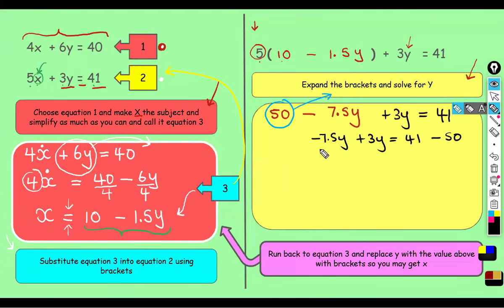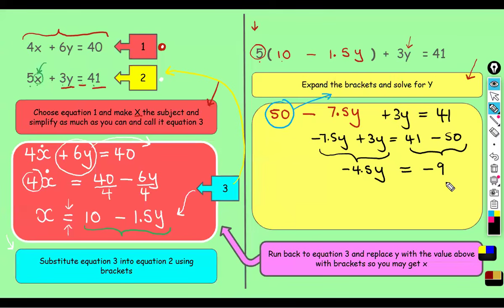Right? So let's simplify this side here. And let's simplify this side. Just using your calculators, how much is minus 7.5y plus 3y? Minus 7.5 plus 3 is minus 4.5y. And 41 minus 50. You do it on a calculator, even though you're seeing me do it. Get accustomed to doing it on a calculator, so you see it for yourself. 41 minus 50 is minus 9.